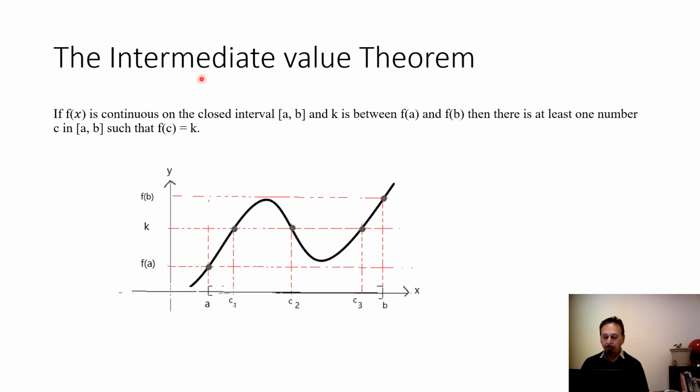The intermediate value theorem. If f of x is continuous on the closed interval a, b and k is between f of a and f of b, then there is at least one number c in a, b such that f of c is equal to k. So look at this graph. The k is a number between f of a and f of b, and there are three numbers c1, c2, c3 where the function value is equal to k.